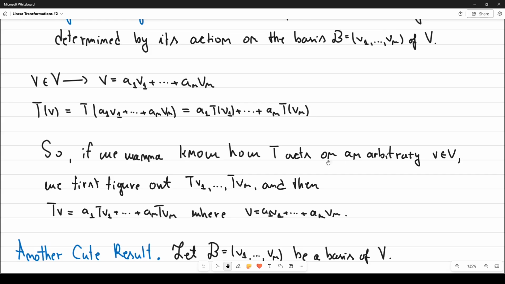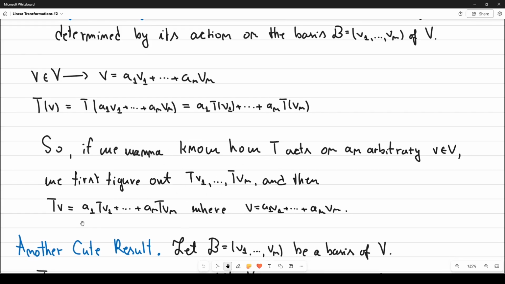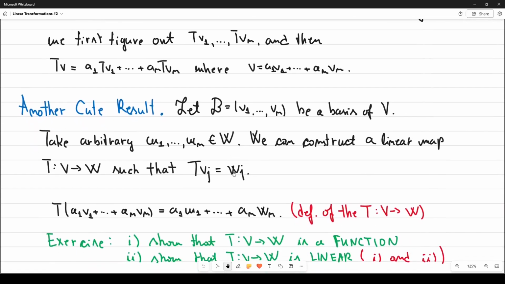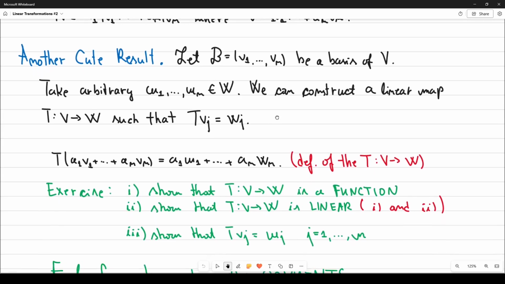So here's just that written out. If you want to know how T acts on arbitrary v, we first figure out the action of T on the basis vectors, and then for any arbitrary vector v, if we want to find out how T acts on it, well, then we just have this. So that's one thing.